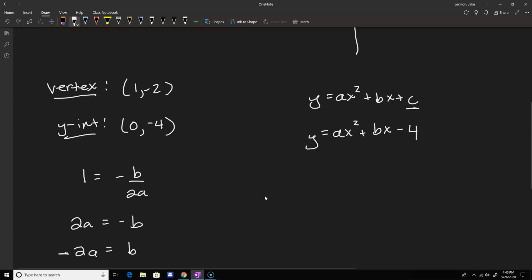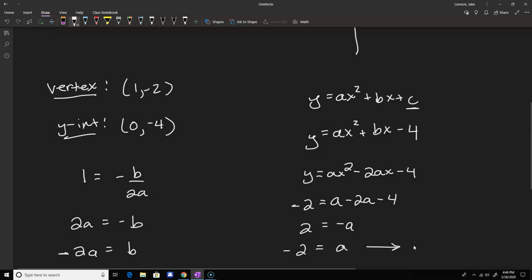Then we can take this equation and rewrite it as y equals ax squared minus 2ax minus 4. And we can plug in that point (1, negative 2) to figure out what a is. So negative 2 replaces y, and 1 replaces x. So we get a minus 2a minus 4. We can add 4 to both sides, so we get 2 is equal to minus a, which tells us that a is equal to minus 2. Well, if a is minus 2, that means b is going to have to be negative 2 times that, which is 4.